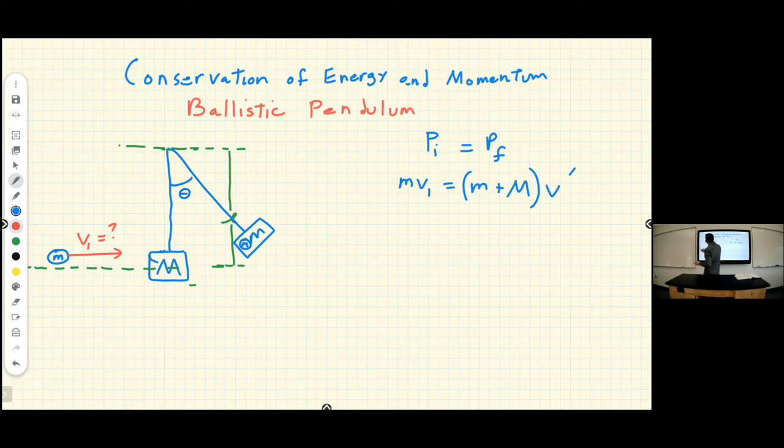So for that, I'll use a different color here. We'll call the height 0 at the bottom here. And we'll say that the combination has all kinetic energy in the beginning. So 1/2 times the combined mass v prime squared equals the combined mass, that's a plus sign there, g, and the height. Well, we have to mark off the height here, so let's do that like this.